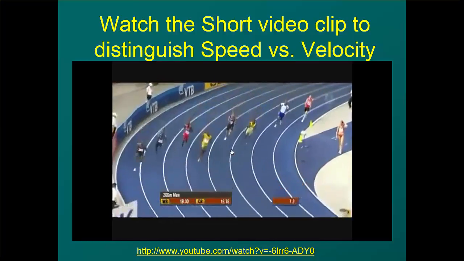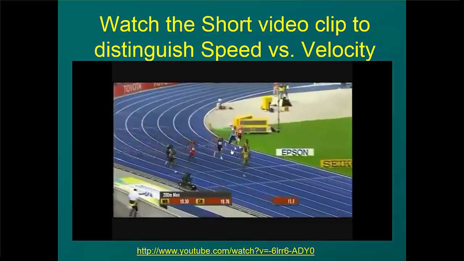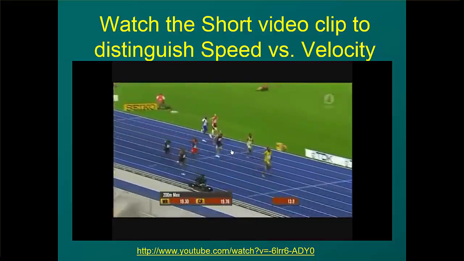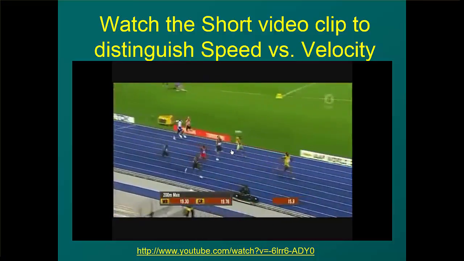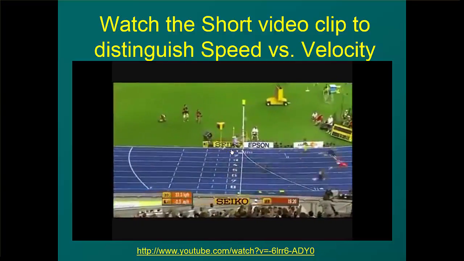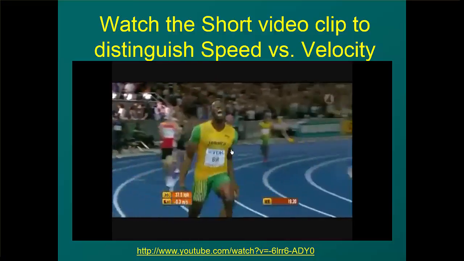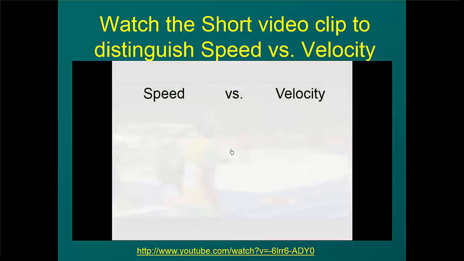The 200-meter dash is a sprint that requires tremendous amounts of athleticism. In 2009, here in Berlin, Usain Bolt broke the world record for the 200-meter with a time of 19.19 seconds. How fast was he going? Well, that depends on how you look at it.